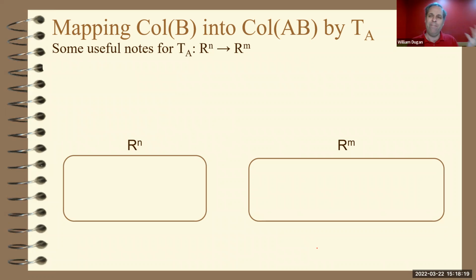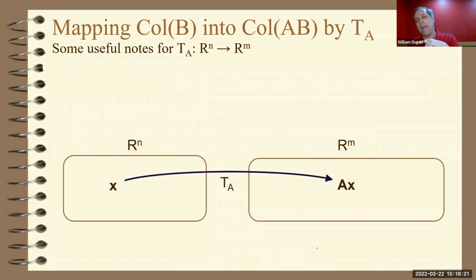So it takes a vector in Rn, and it maps it to a vector in Rm, and the mapped vector is A times x, where the input is x. Okay, some notes you should hopefully be able to see easily.